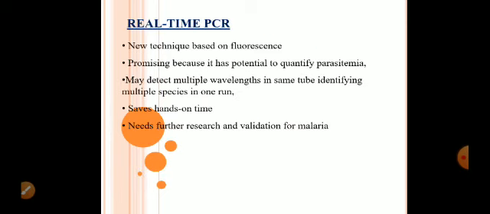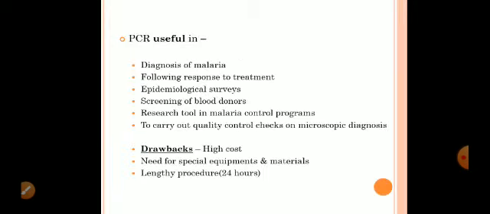Coming to real-time PCR, a new technique based on fluorescence. It is promising because it has potential to quantify parasitemia, may detect multiple wavelengths in the same tube, identify multiple species in one run, and saves hands-on time. It needs further research and validation for malaria.